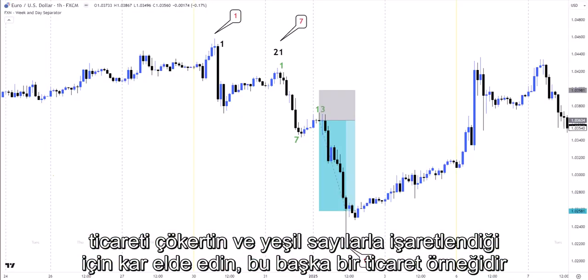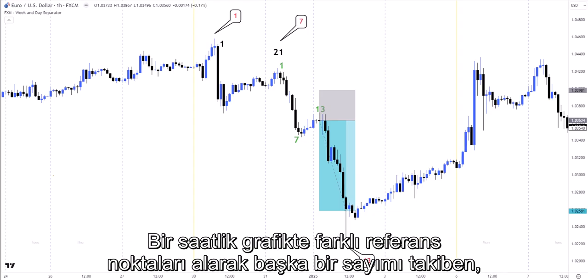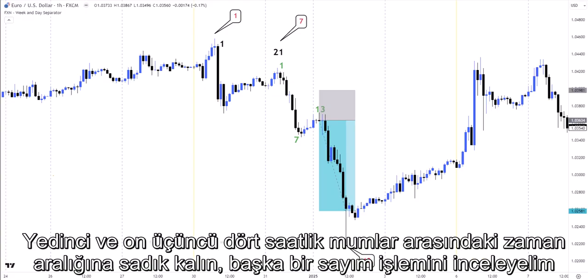As it's marked up with green numbers, this is another trade example following another counting by taking different reference points on 1-hour chart, so long as we stick to time interval in between 7th and 13th 4-hour candles.